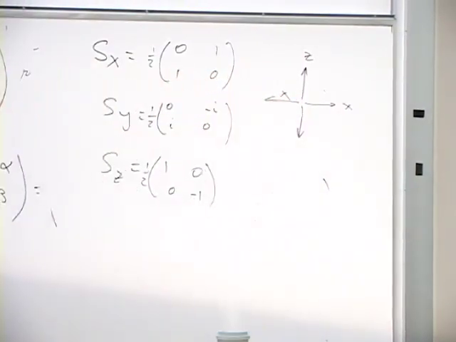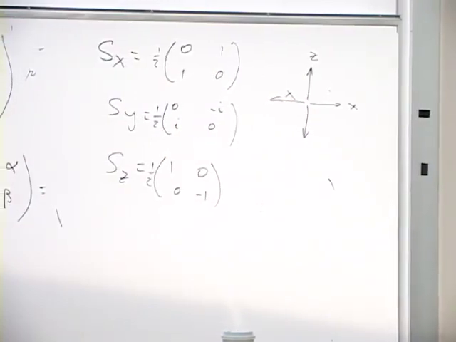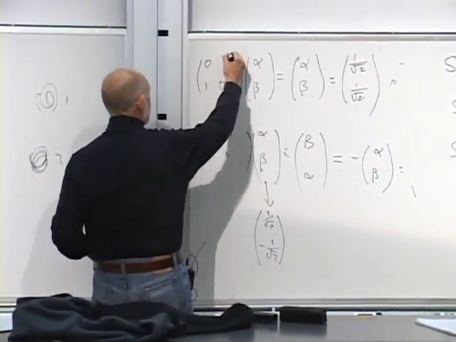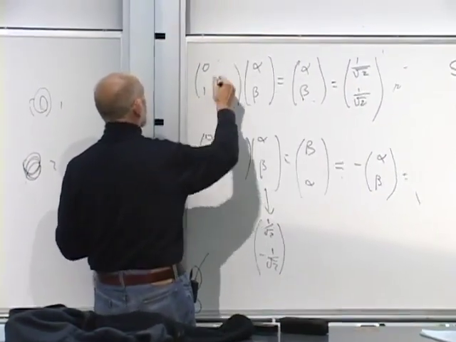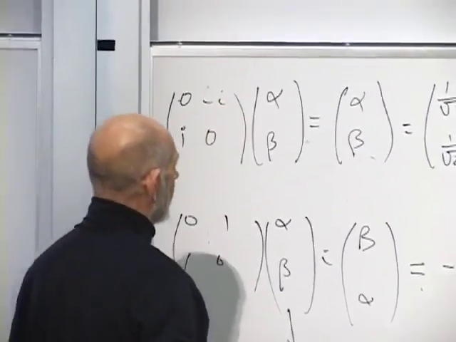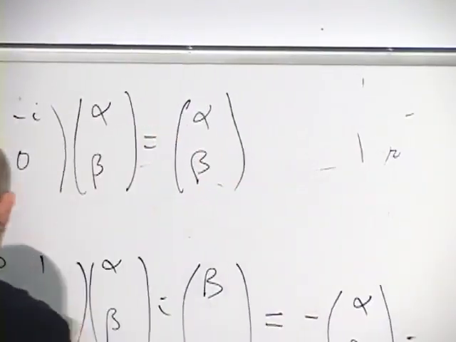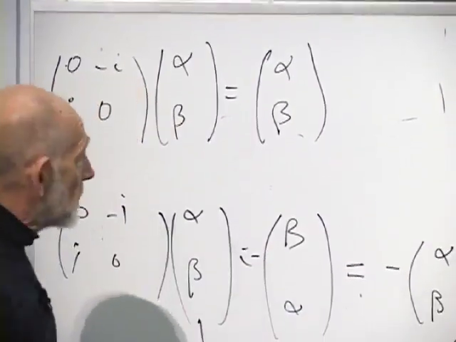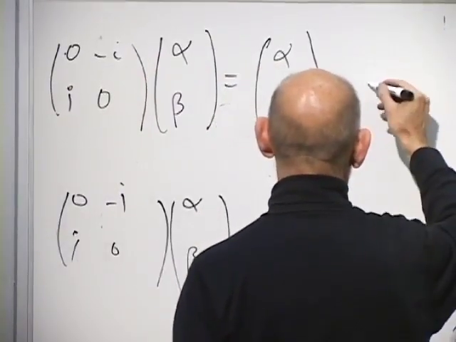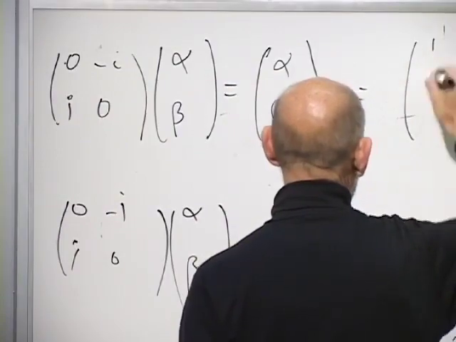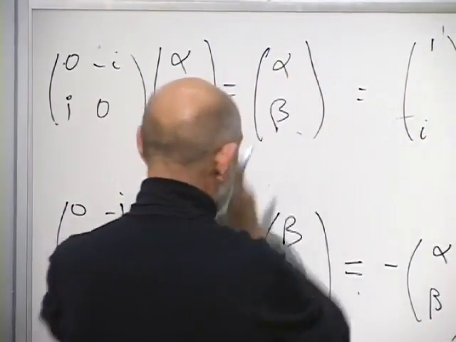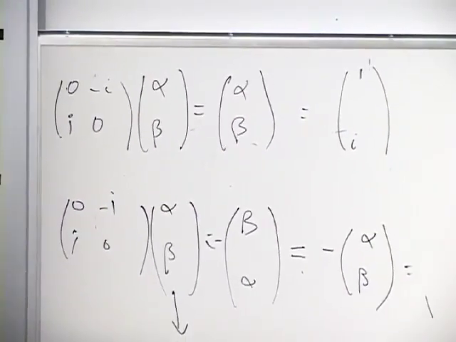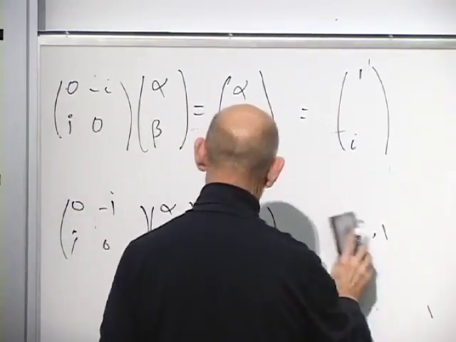And finally, there's the issue of the y, electrons polarized along the y-axis. I'm not going to work it out. It's just minus i, alpha, beta. You have to solve this one and this one equals minus. And the two solutions are very easy to do. The two solutions are alpha beta equals 1, i. I think that's for the plus sign. And the other one is 1, minus i.